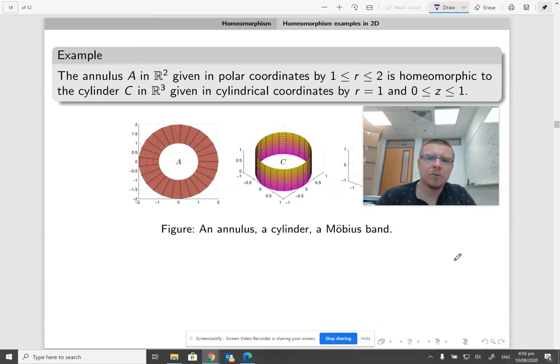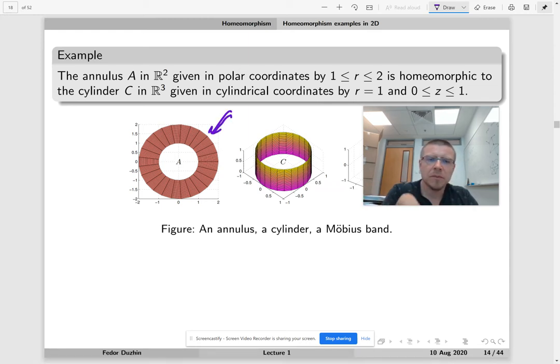All right, so now let's look at a couple of examples in 2D. So the annulus, this is the annulus, is homeomorphic to a cylinder. And again, here we are able to explicitly construct our homeomorphism, right? So the annulus is what?